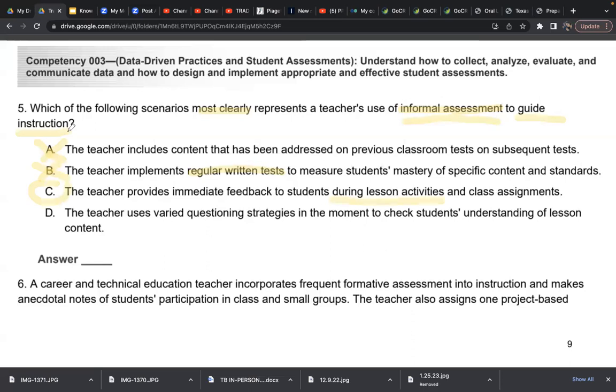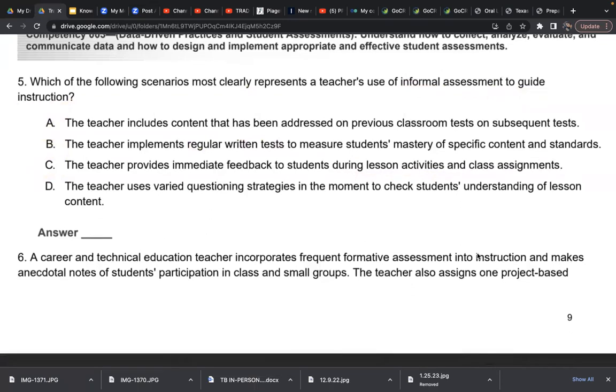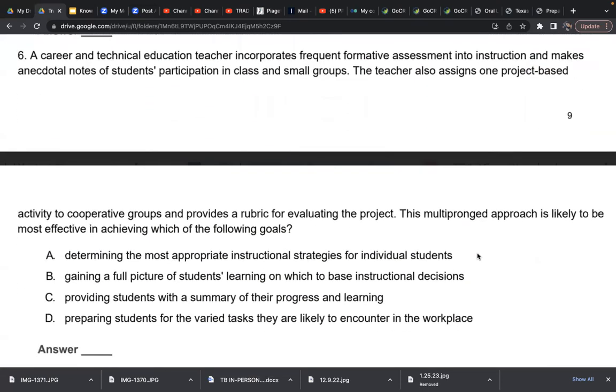Got it. Excellent job, guys. That one was tricky. And that's because it's a short question. There's no scenario or anything like that. And most of the questions are going to be like that. Yeah, they will for sure.